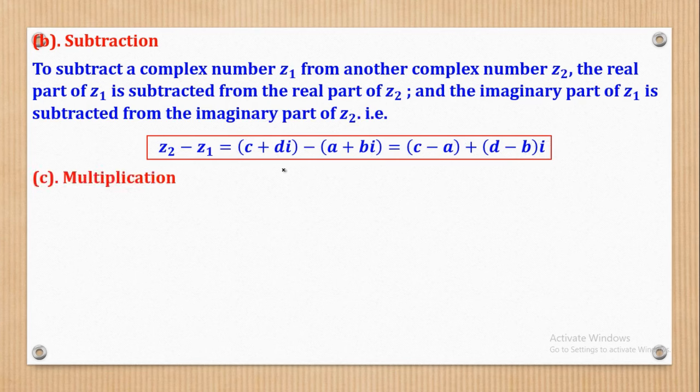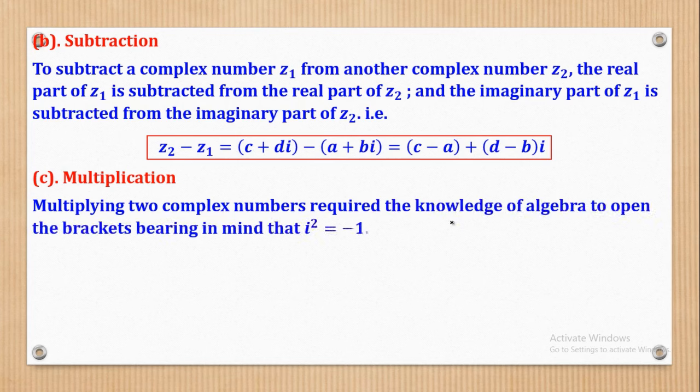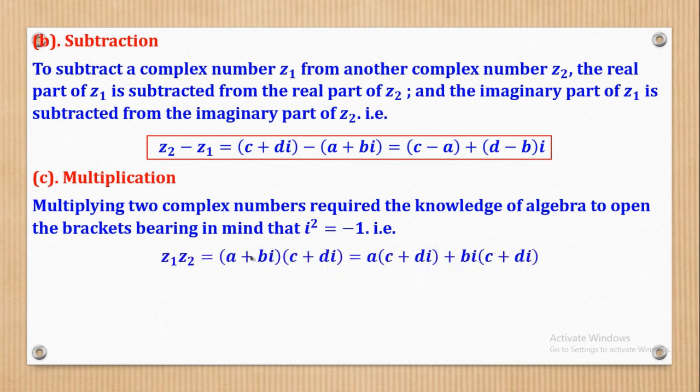Next will be multiplication. So we are first dealing with writing all the arithmetic. After that we shall see the worked examples, of course from UNEB. So part C is multiplication. If I have two complex numbers and I want to multiply them, I'll use the knowledge of opening brackets which was acquired in algebra. But as I do that, I must bear in mind that i squared is equal to -1. So let's do that and see how to multiply two complex numbers.